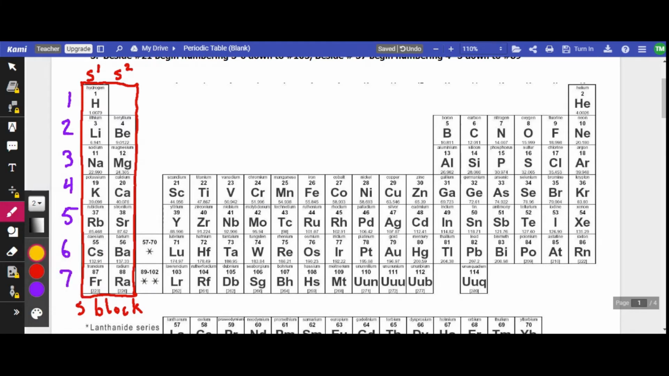Okay, that's going to be over on the right side of the periodic table. And here, it's going to be kind of this box over on this side.